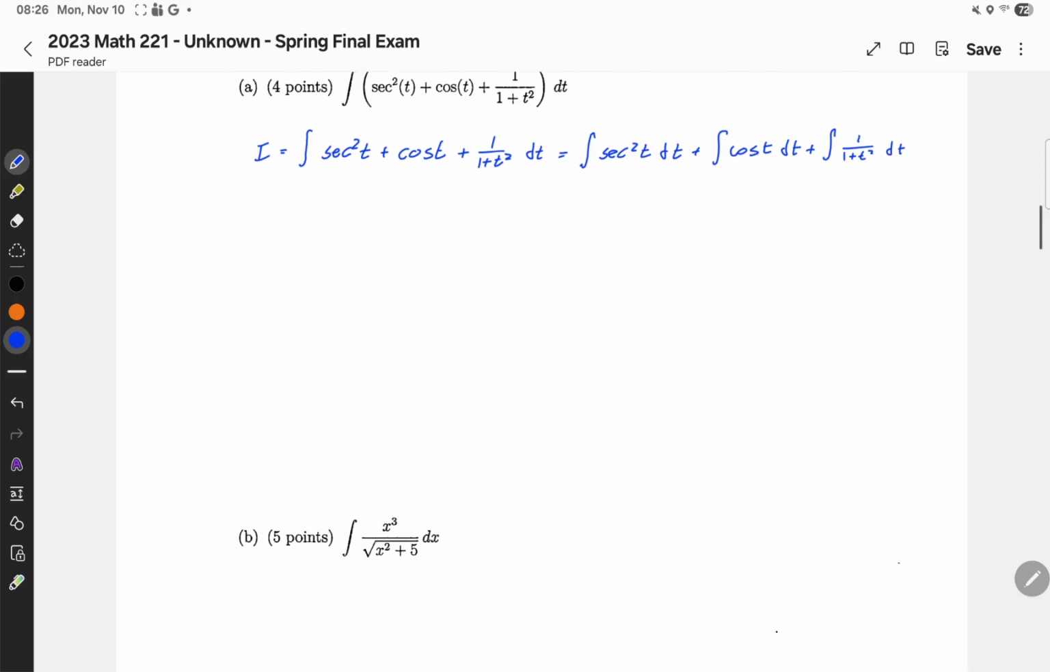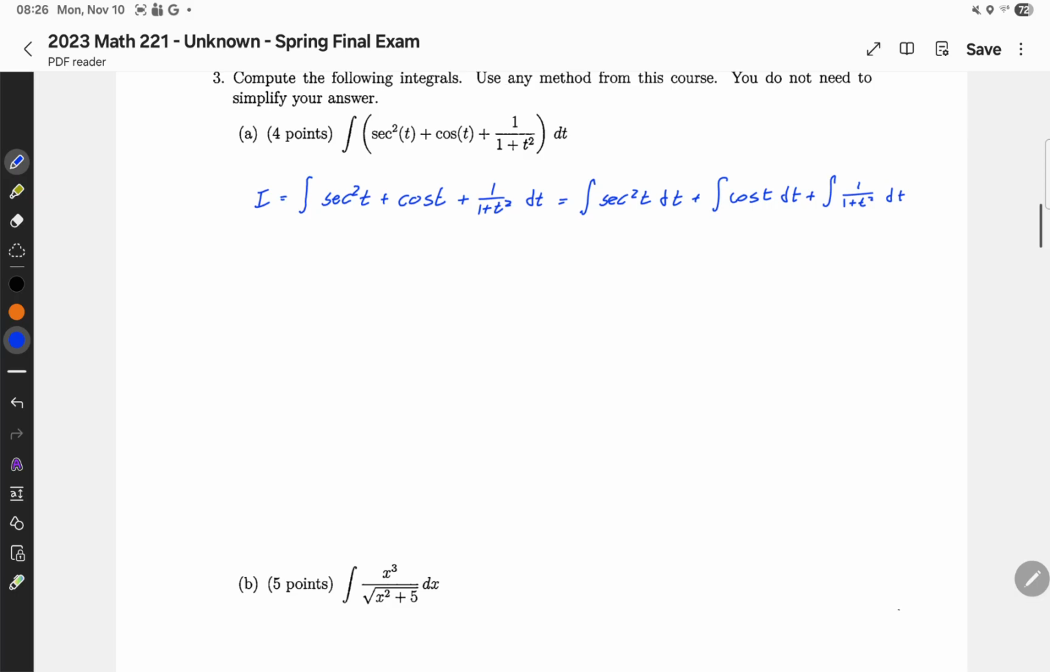And the second thing this problem is testing is if you remember those integral rules. So I'll write the equals over here so it's clear. The integral of secant squared t is going to be tangent t. The integral of cosine is just sine t, not minus sine t. And the integral of 1 over 1 plus t squared, this one's a little bit trickier. This is going to be inverse tangent, or arctangent, of t. And then do not forget your plus C. And yep, that's going to be it.